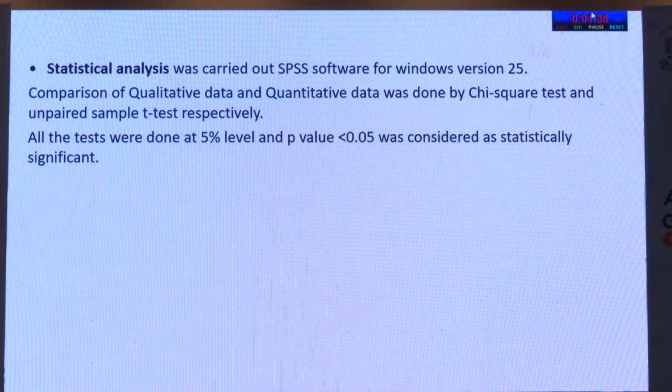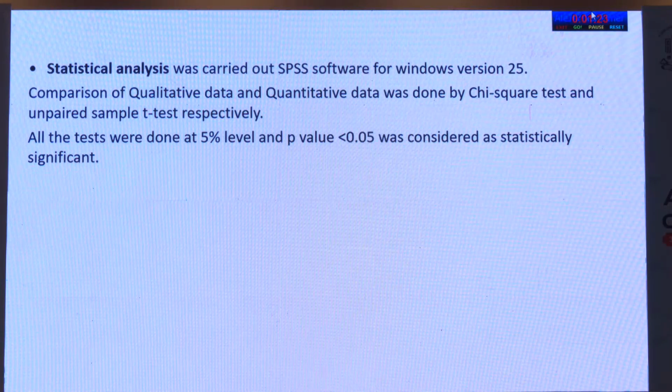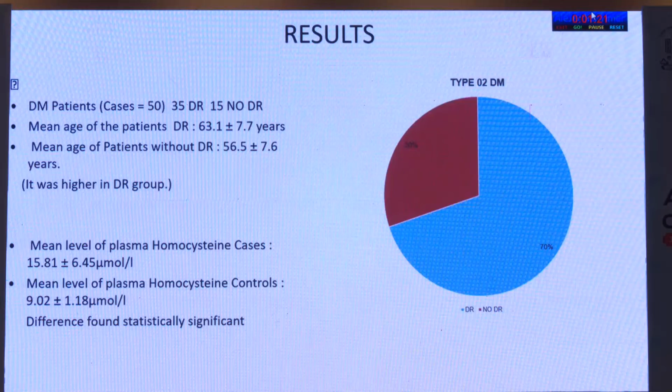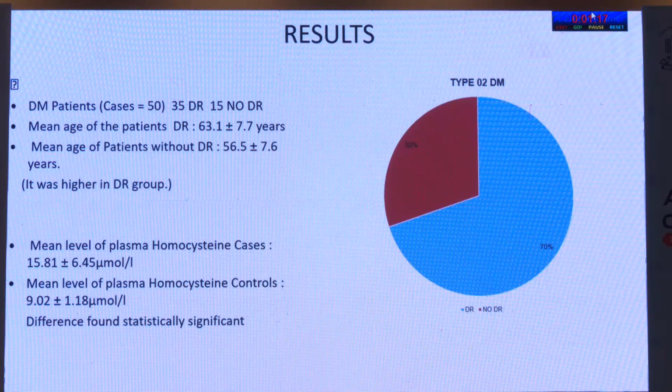The statistical analysis was carried out by SPSS software for Windows version 25, and comparison of the data was done by chi-square and unpaired sample t-test. All the tests were done at 5% level, and a p-value less than 0.05 was considered statistically significant. So the results: of the diabetes mellitus patients, the cases being 50, 35 had diabetic retinopathy and 15 had no diabetic retinopathy.